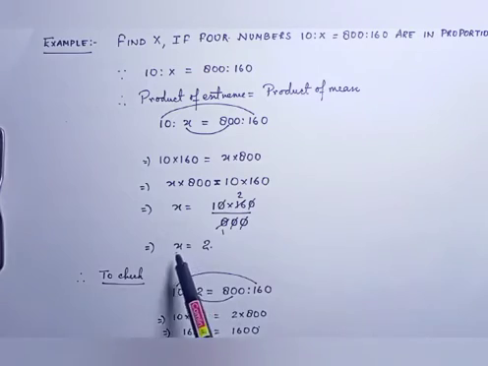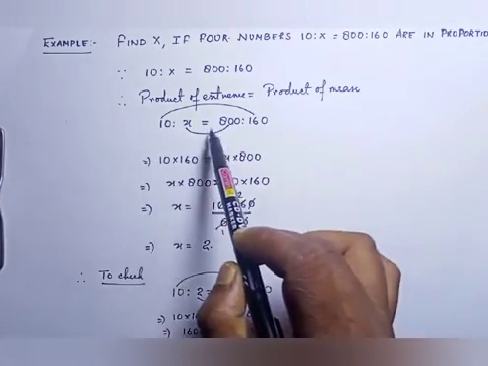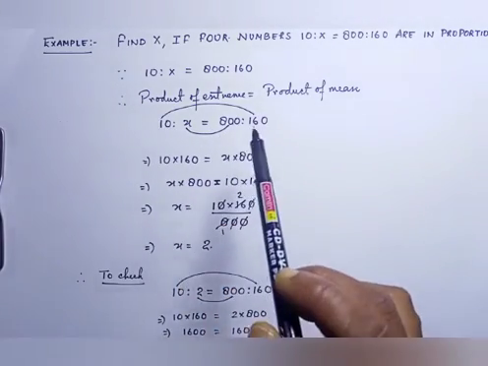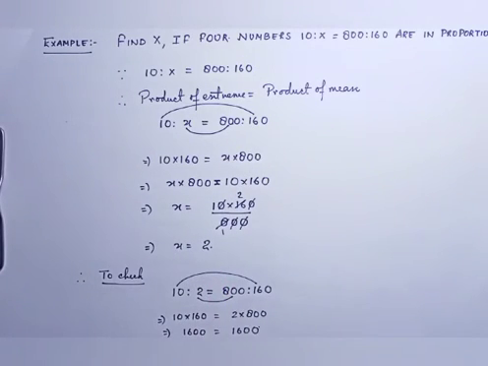Now if we put the value of x as 2 in the original equation, that is 10 is to x is equal to 800 is to 160, then both sides should come same. So let us see, 10 is to 2 is equal to 800 is to 160. When we multiply, product of extreme is equal to product of mean, so it will be 10 into 160 is equal to 2 into 800. So you can see that both LHS and RHS are coming same. This shows that all the four terms are in proportion.